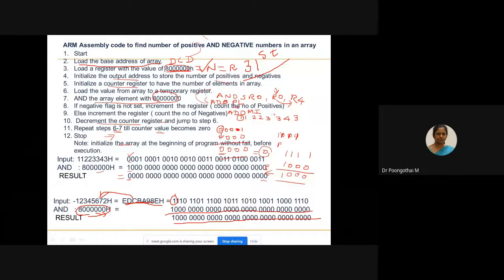So you have to initialize the array at the beginning of the program. Is that clear? Yes or no? Yes, ma'am. Any other doubts, ask. Tomorrow we will discuss the answer.